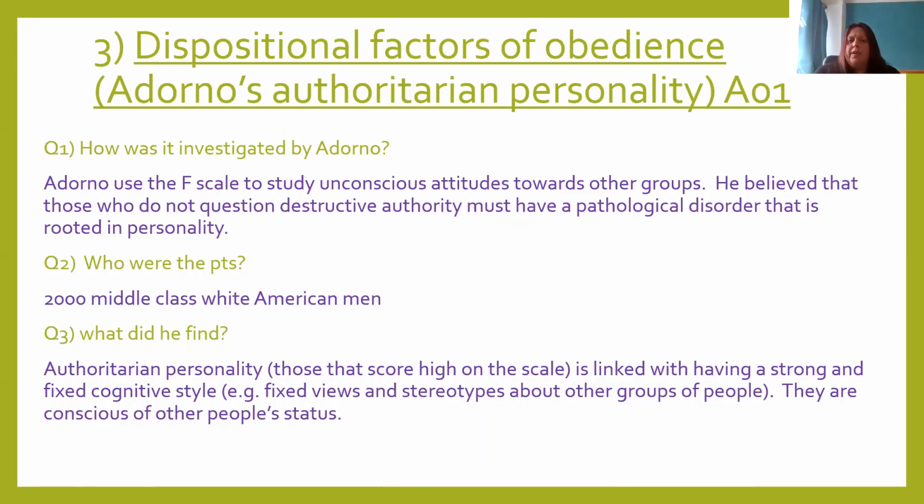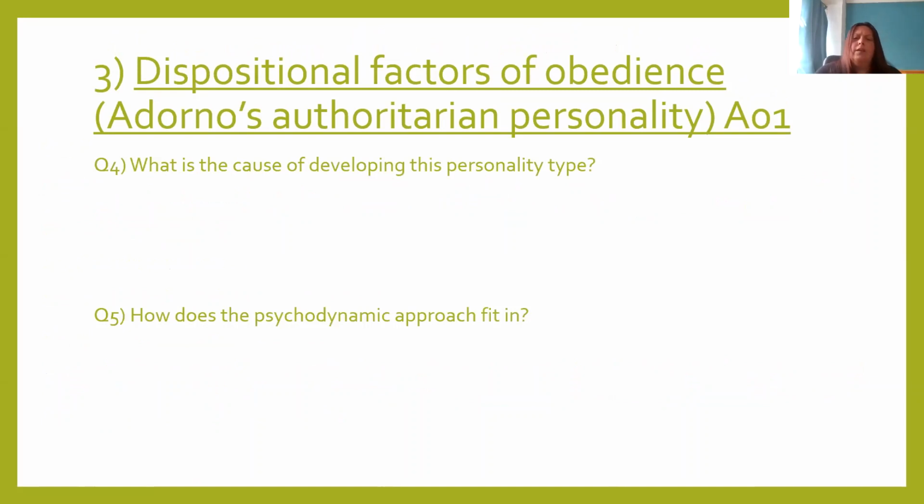So we've got to kind of think already that if these are his findings, then somewhere in our description, which we'll move on to in a moment, what's the cause of all of this? Okay, they're scoring highly on the F scale, they've got strong views, strong cognitive styles, but if it's part of our personality, where does that actually come from? So the cause of developing this personality type. Just take a quick look as well at question 5, just to really get you thinking.